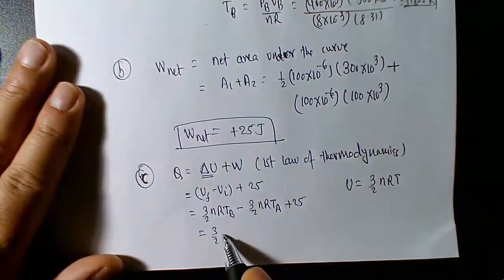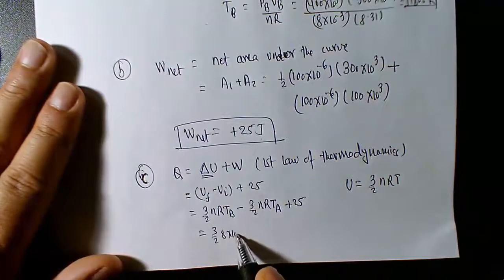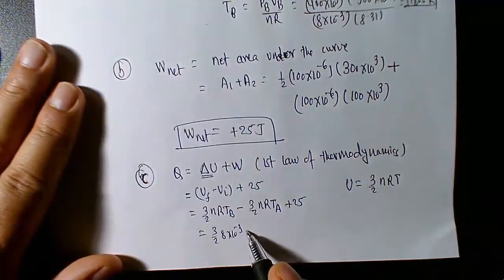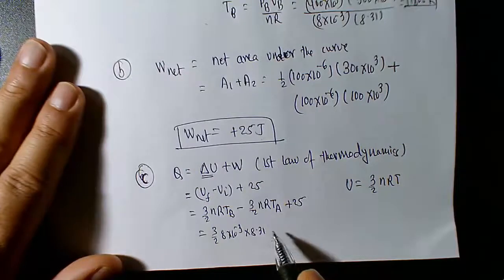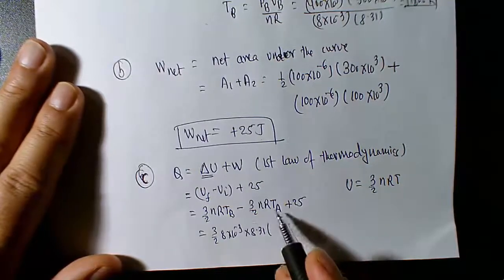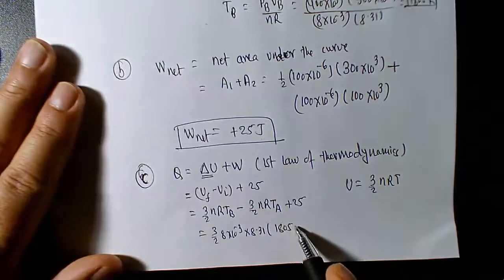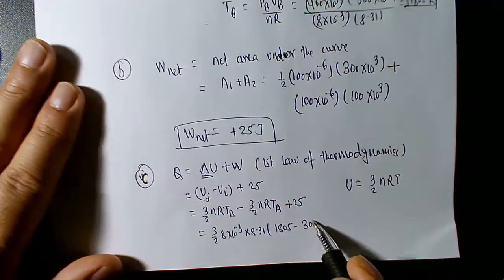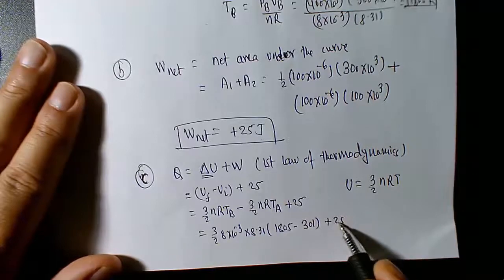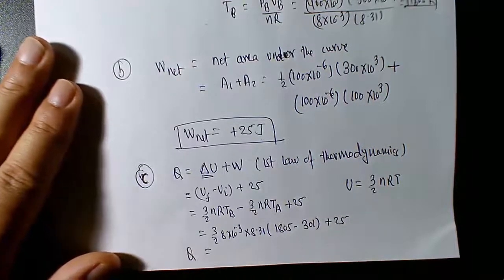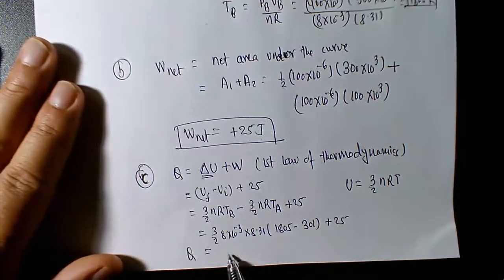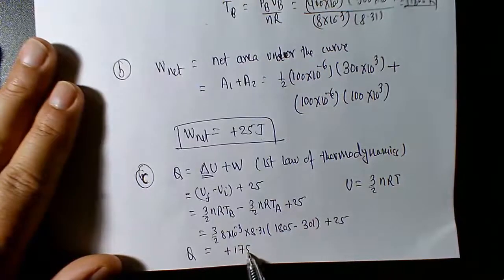3/2 n is 3/2 times 10 to the power negative 3, and R is 8.31. So this is a common factor, so T_B minus T_A. The temperature at B is 1805 minus the temperature at A, 301, plus 25 joules. So if you do all this calculation, it's going to give you again positive 175 joules.